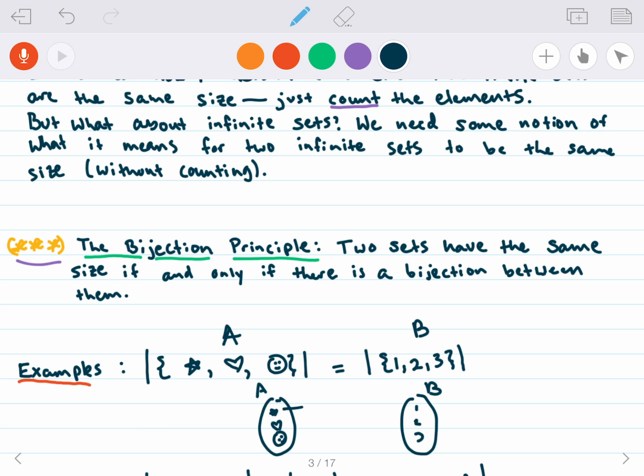So we can send star to 1, we can send heart to 2, and we can send face to 3, and we can do this in 3 other ways to make sure that, first of all, everything over here is getting hit. So everything gets hit means surjection.